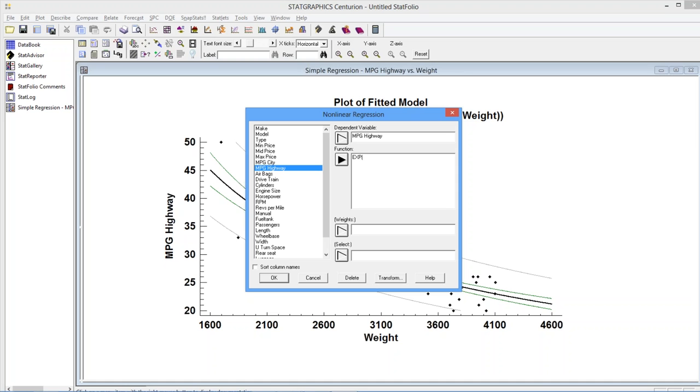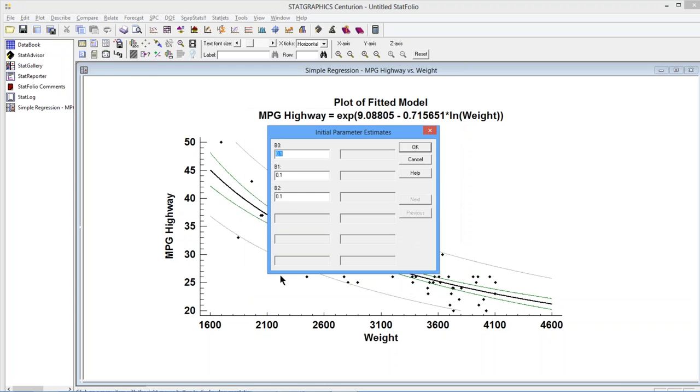I'm going to type in the following. I'm going to type in exp, open parens, b0, that'll be my intercept, plus b1 times the log of weight. Okay? That's the multiplicative model right there. Now I'm going to add my categorical factor. I'm going to say plus b2 times manual, whether or not it has manual transmission.